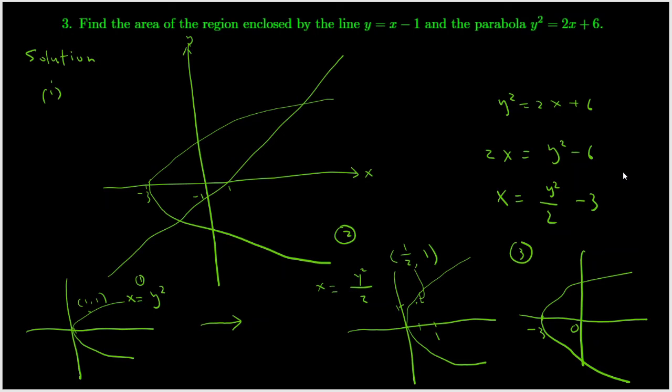So the plane region is the region enclosed by the straight line and the parabola. The region is the shaded region. I'm going to shade the region.